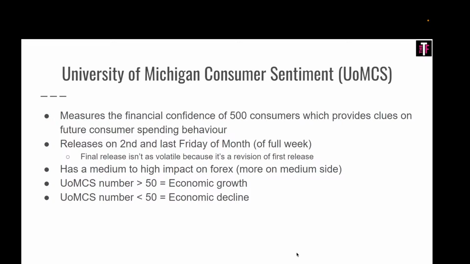But basically, if the UOMCS number is greater than 50, that is economic growth. Consumer sentiment is positive and people have faith in the economy. Vice versa, if it's less than 50, that means it's in an economic decline. Consumers aren't as faithful in the economy, so they're more willing to hold onto their money and not spend.